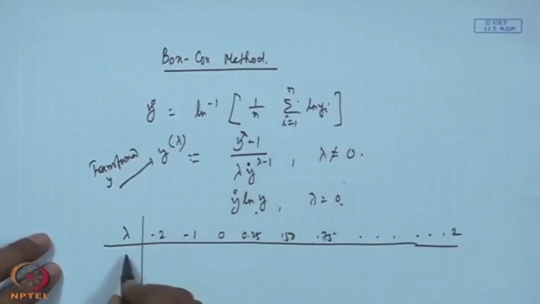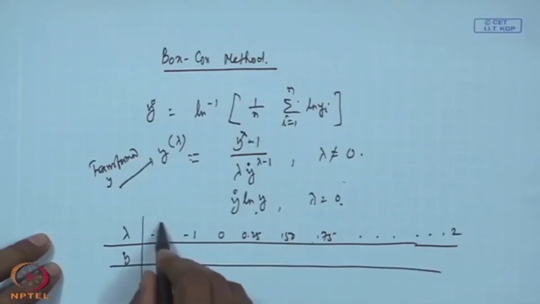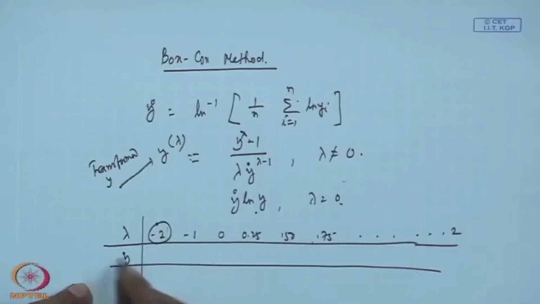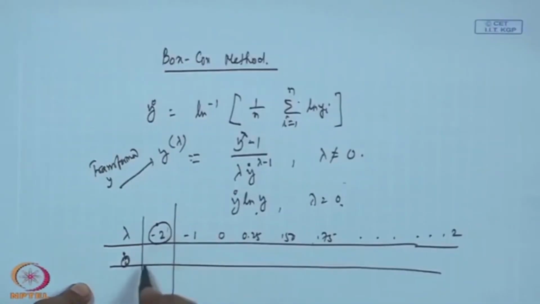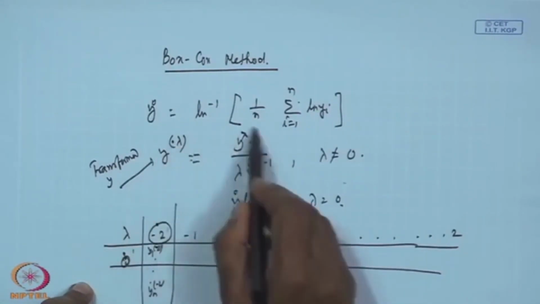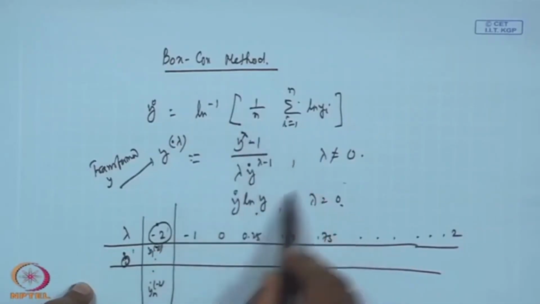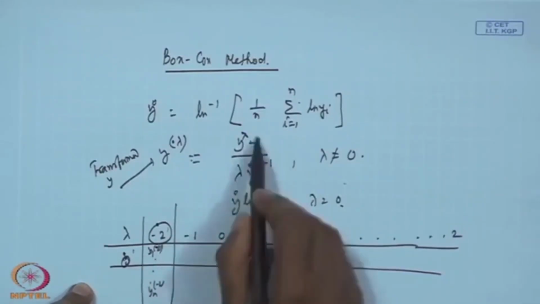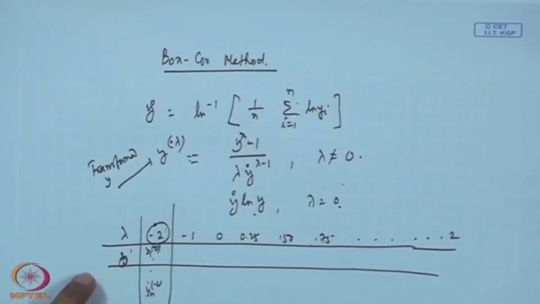Then you find out these y lambda values. For lambda equal to minus 2, you find out y1 to the power minus 2, similarly yn to the power minus 2. But here it is not to the power minus 2, it is to the power of lambda. When you are writing minus 2 here, you are changing all the values here; every value will be changed, each one will be changed.